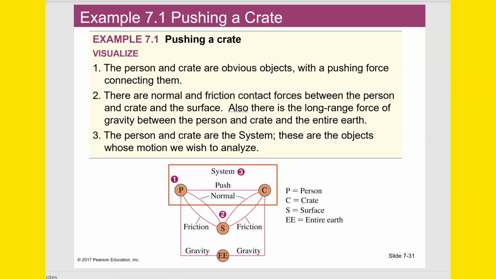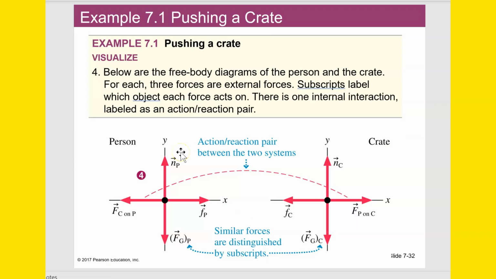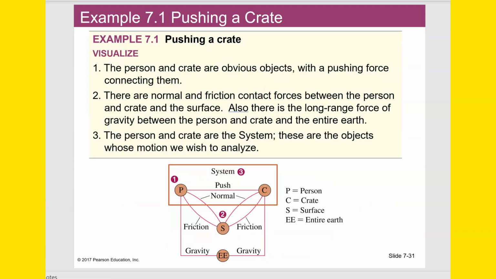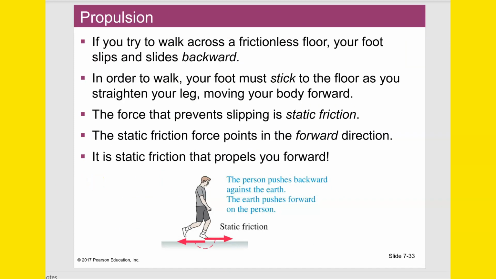All right, let's see what the book says. Here's the interaction diagram, which is what we have as well. Push force between the person and the crate. Normal force between the surface and the person. Same with the crate. The friction force between the surface and the person. Same with the crate. And the gravitational force between the person and the entire Earth. Same with the crate.